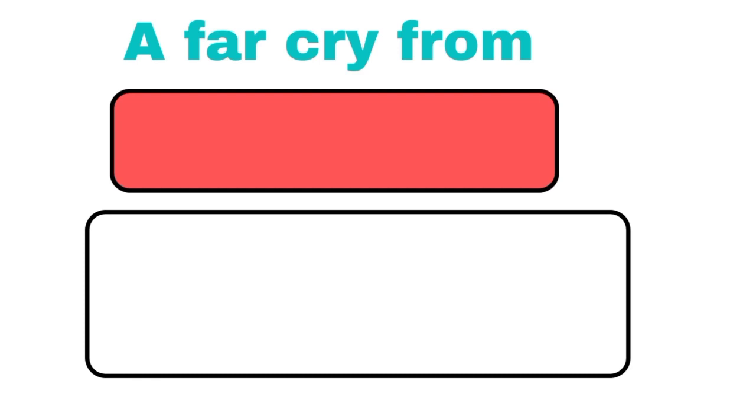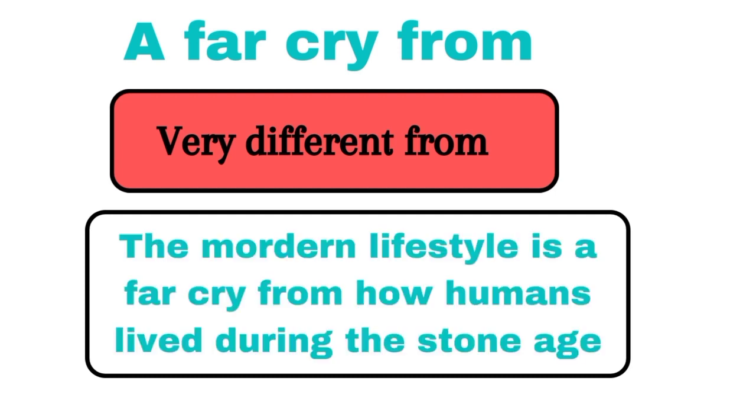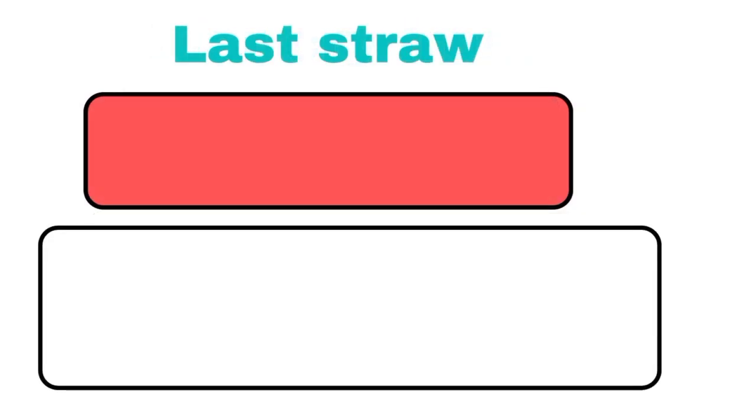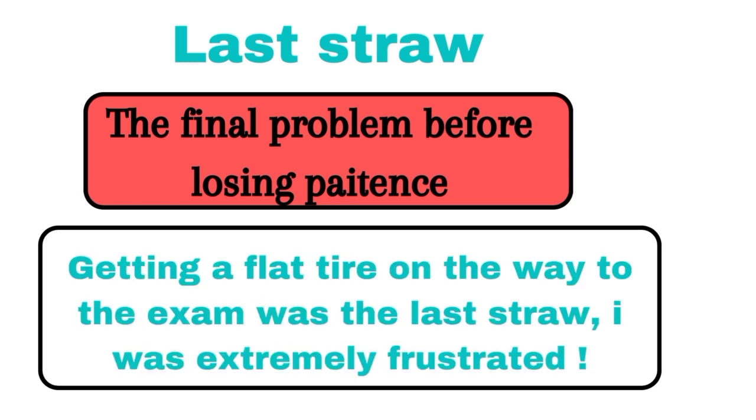A far cry from. This means very different from. For example, the modern lifestyle is a far cry from how humans lived during the Stone Age. Last straw. Last straw means the final problem before losing patience. For example, getting a flat tire on the way to the exam was the last straw. I was extremely frustrated.